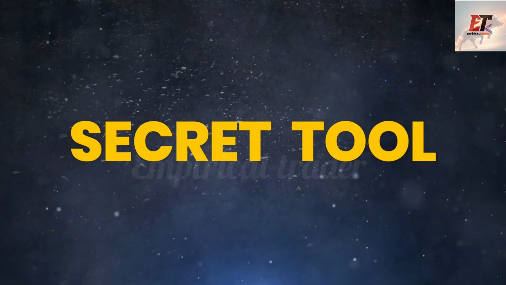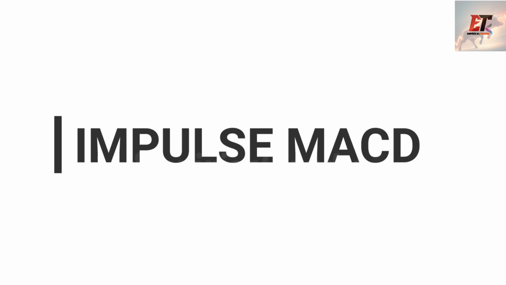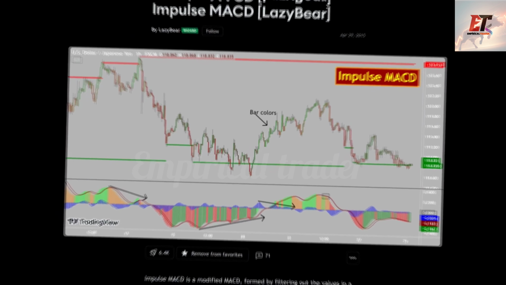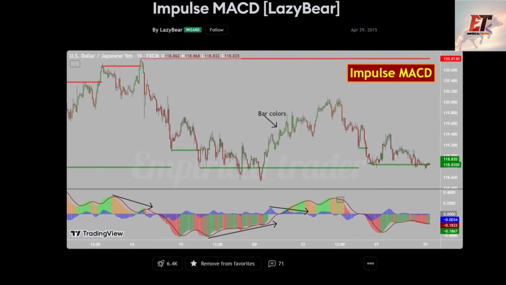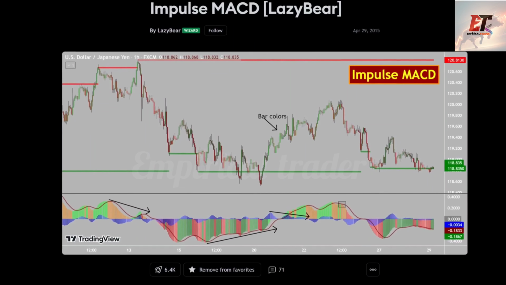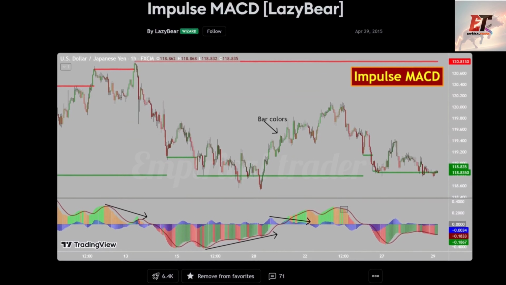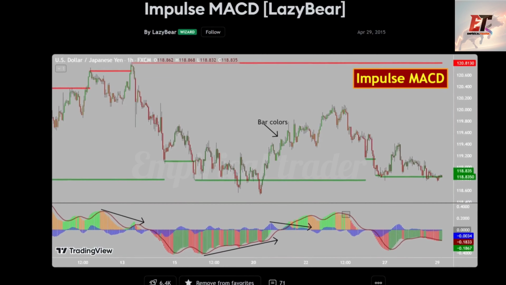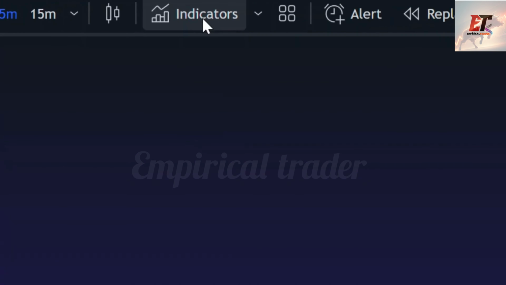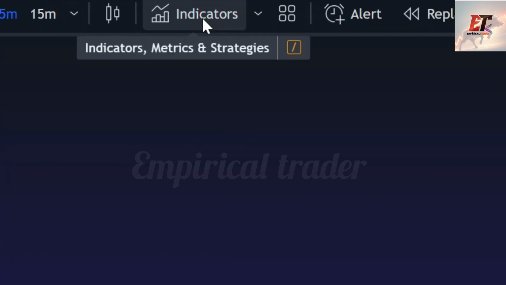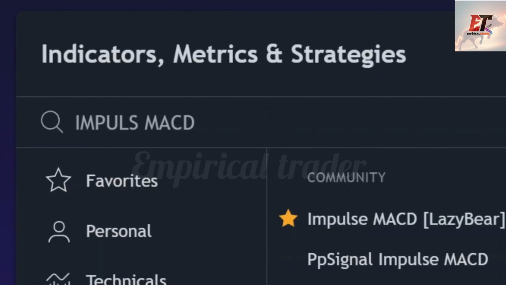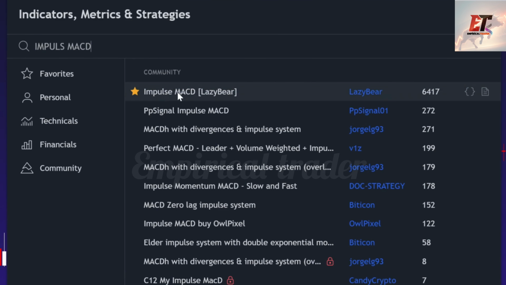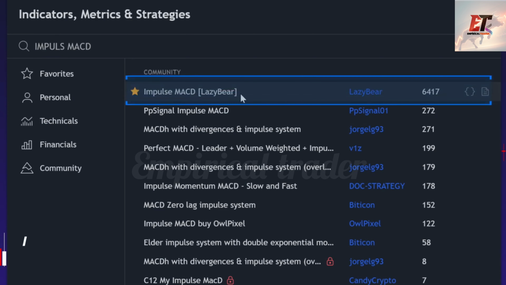Now, let's talk about our secret weapon, the Impulse MACD. It's like the traditional MACD, but with a special twist. It filters out noise with a moving average range, which helps keep things steady in a sideways market. Adding it to the chart is easy peasy. Just look at the top of the TradingView, spot the indicators button, and give it a click. You'll see a search bar pop up, so type in Impulse MACD. Scroll through the results, find the one you need, and click on it to add it to your chart.